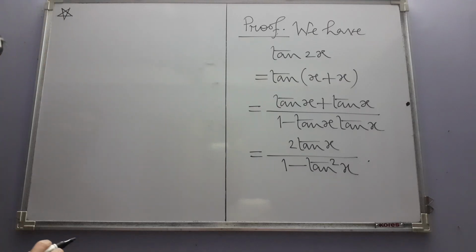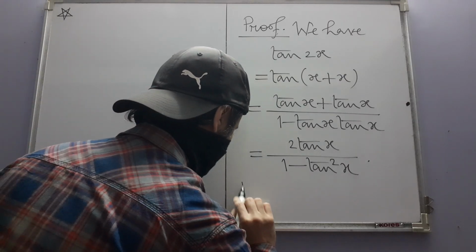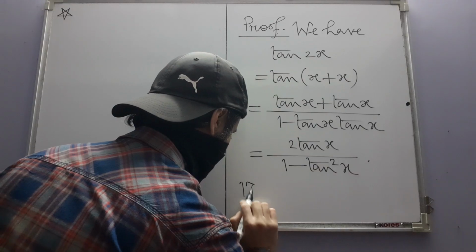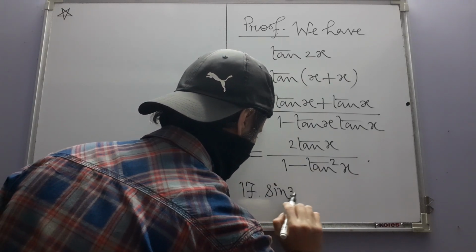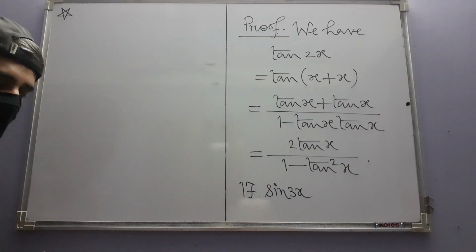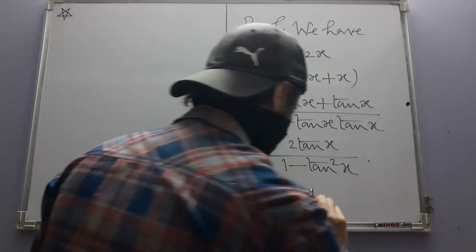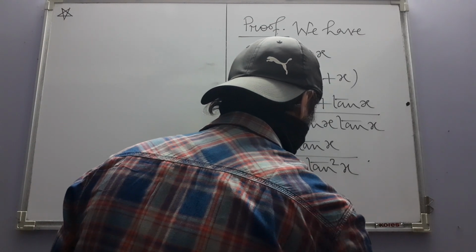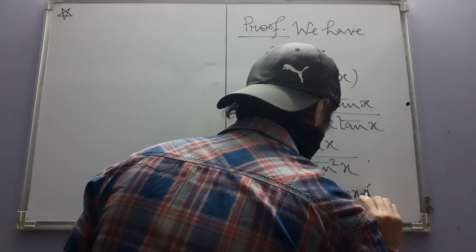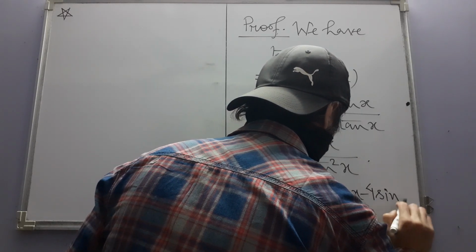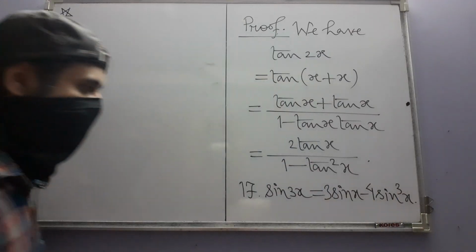So the next one is sin 3x. Because we only have sin, so no need to put any restriction on x, and it will be 3 sin x minus 4 sin cube x.